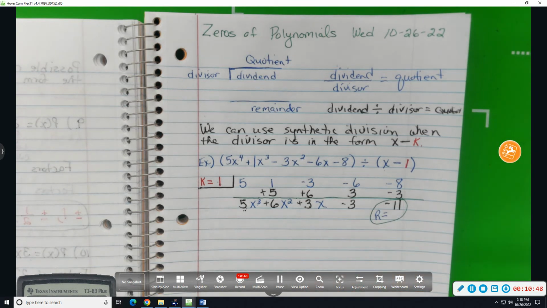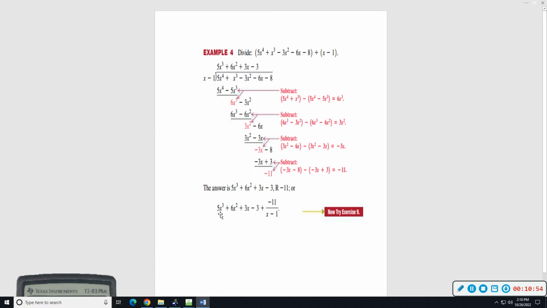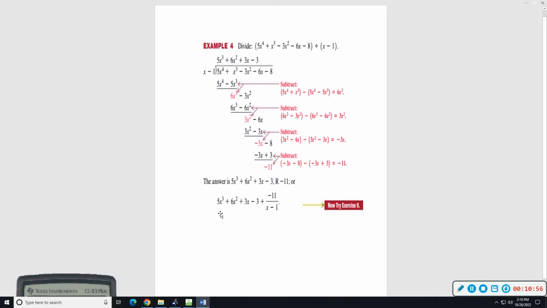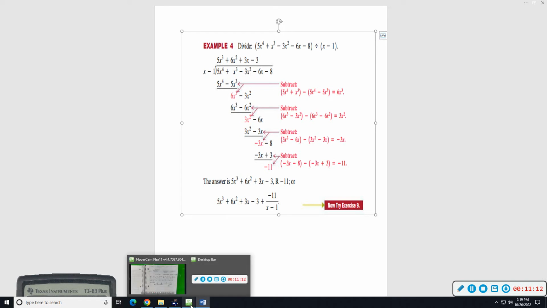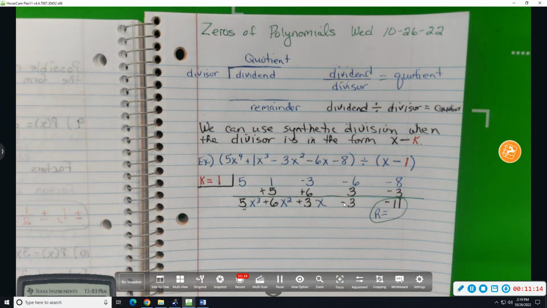Let's see, where's that little picture? Let's look and see how the answers are. I claim that we have the answer right here on a sheet of paper. 5x cubed, is that what we had? Plus 6x squared, plus 3x, minus 3, with a remainder of negative 11. Is that what we got? Yeah, I think that's what we got using synthetic division, and it is so much quicker.